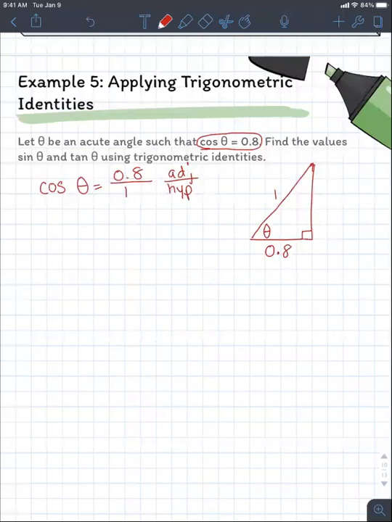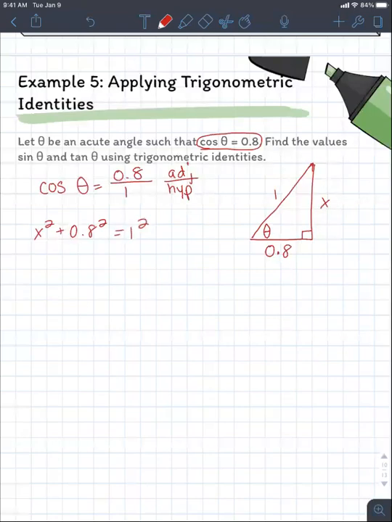So from here, how do we find the missing side? Not everyone at once. Subtract the hypotenuse or square it. Yes, we have to use the Pythagorean theorem. So we'll just call this x for now. So we can say x squared plus 0.8 squared equals 1 squared. So the two legs squared equals the hypotenuse squared.